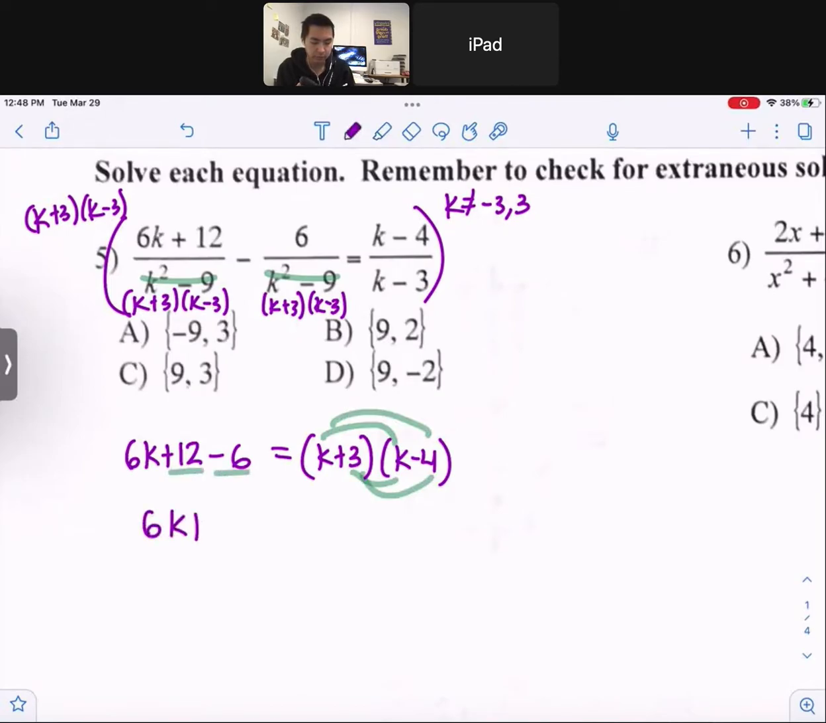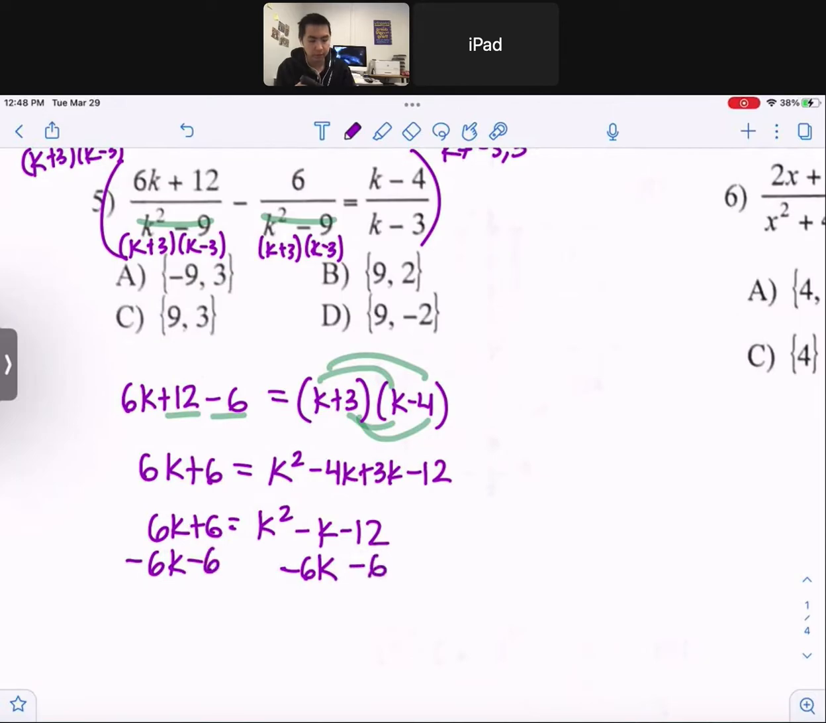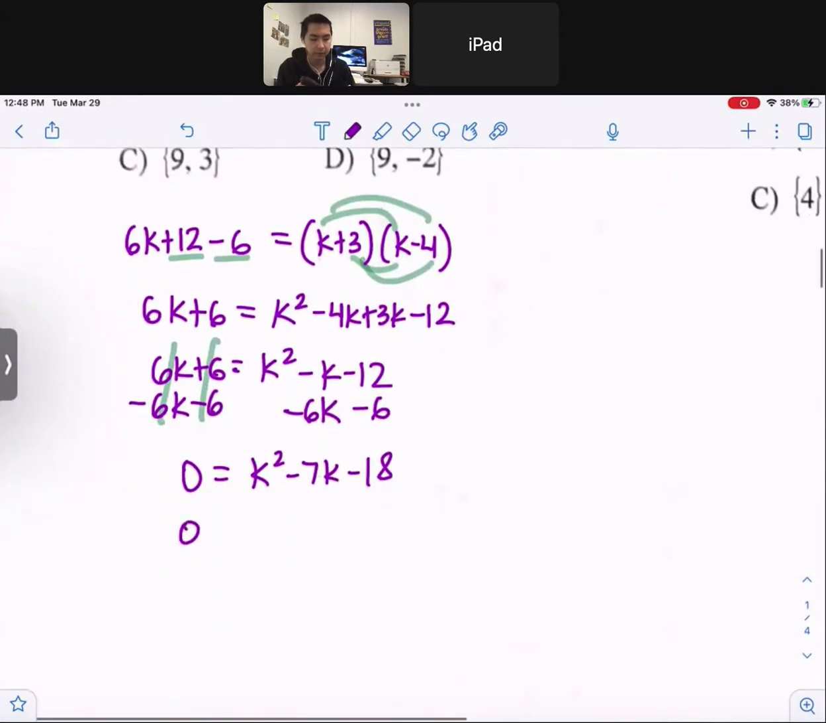So 6k plus 6 equals k squared minus 4k plus 3k minus 12. So clean that up. K squared minus k minus 12, and because we're dealing with a second power, we gotta set this whole equation equal to 0. So I'm gonna move the 6k over, and I'm gonna move the minus 6 over. 0 equals k squared minus 7k minus 18. We factor that using your guys' x method, so it's going to be k minus 9 times k plus 2, so k equals 9 and k equals negative 2.